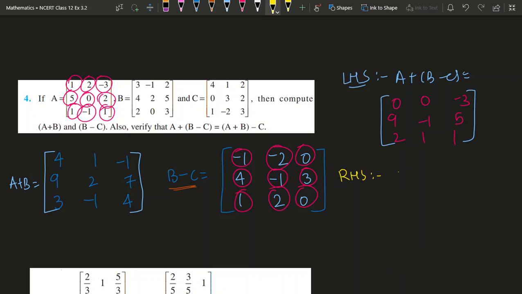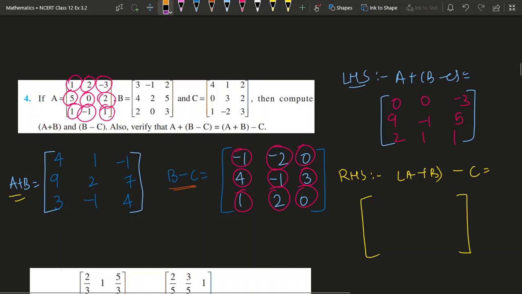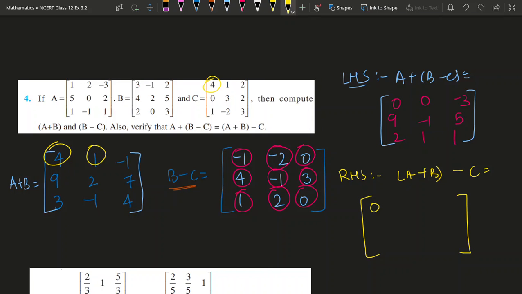The right hand side is A plus B. We have calculated A plus B, and you have to subtract C out of it. So again, it will be a 3x3 matrix, and in this case we are doing element-wise subtraction between A plus B and the matrix C that we have. So 4 minus 4, 0. 1 minus 1, 0. Negative 1 minus 2, negative 3. See, you're getting the same thing still now.